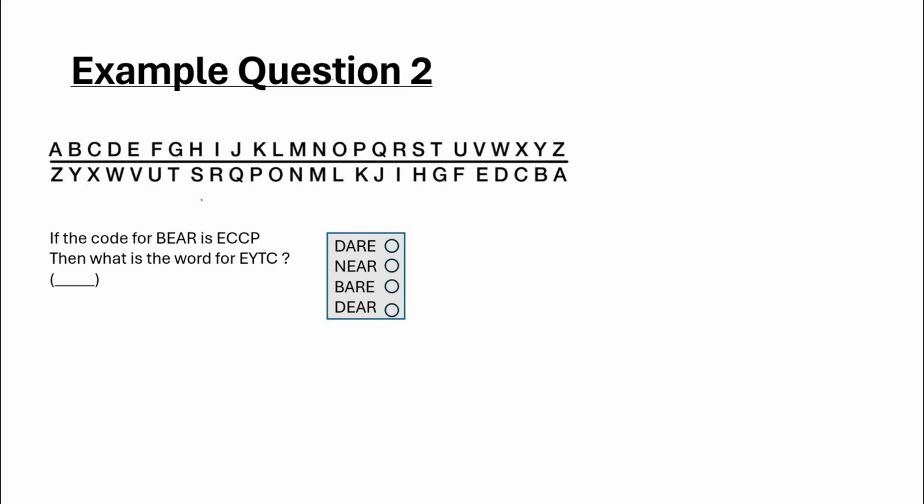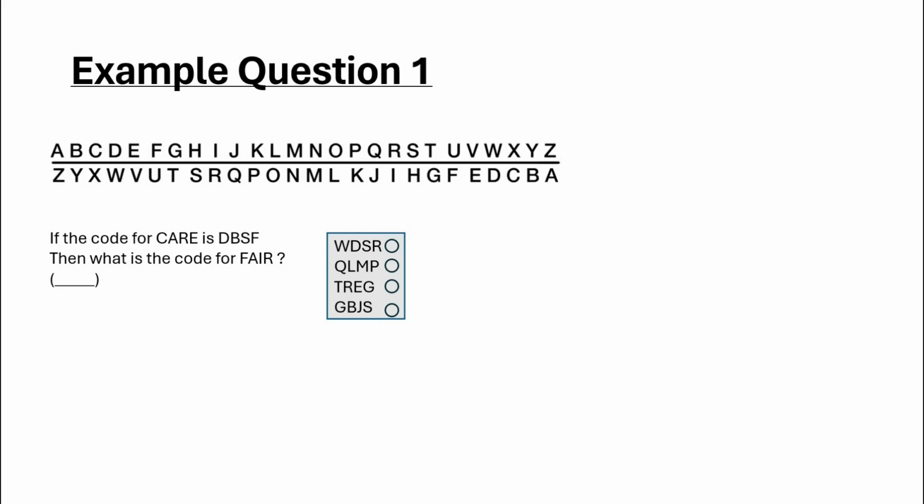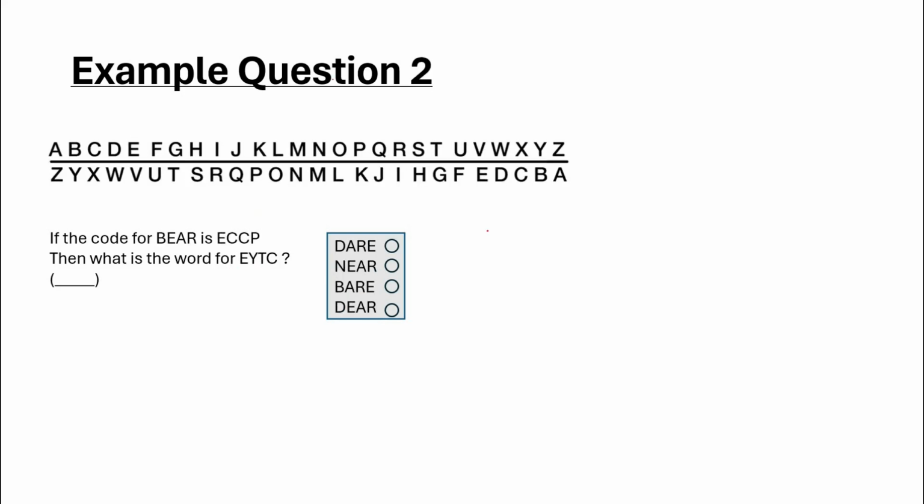So, it says if the code for bear is ECCP, then what is the word for EYTC? It wants us to find the word. So this time, because last time it was asking us to write the code, now we have to give the word. So we write the code first, and then the word. Okay, that's a B, by the way.